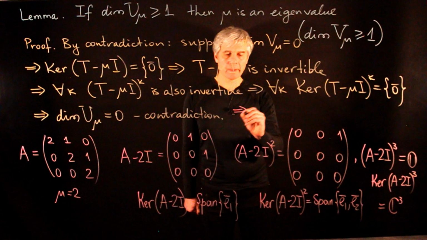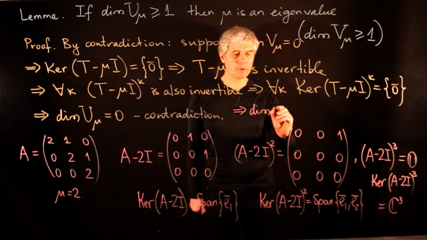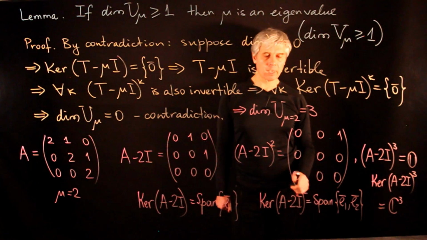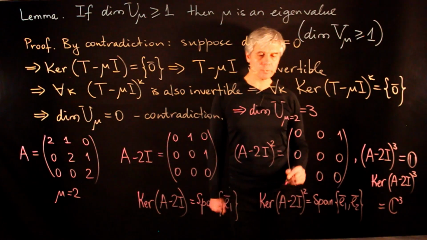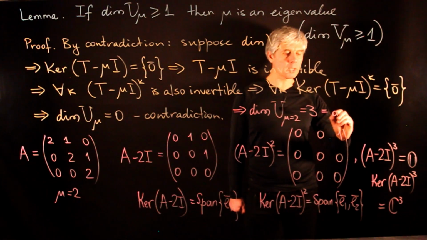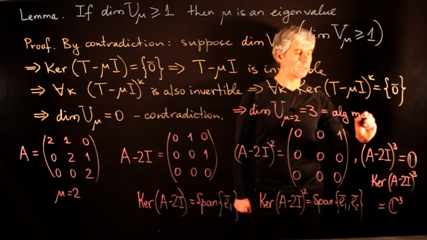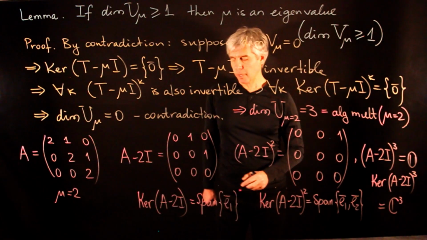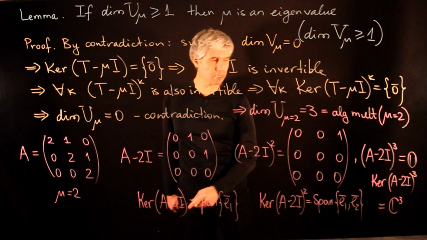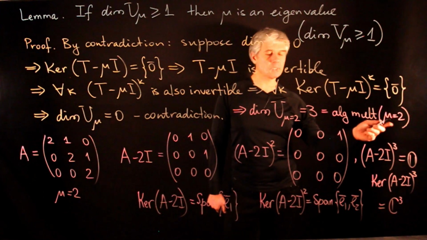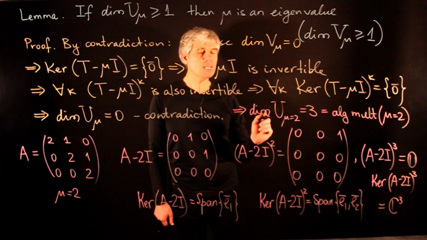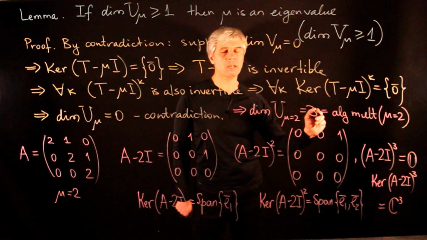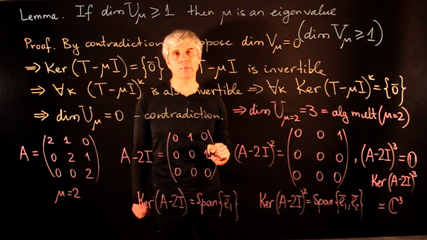We conclude that the dimension of the root space, mu equals 2 in this case, is equal to 3. And the root space is going to be the whole three-dimensional space. And we see that this is equal to the algebraic multiplicity of eigenvalue mu equals 2. Whereas the dimension of the eigenspace may be lower than the algebraic multiplicity of an eigenvalue, we're going to see that always the dimension of the root space will be equal to the algebraic multiplicity of an eigenvalue.